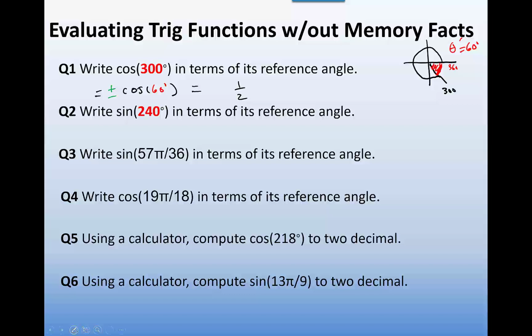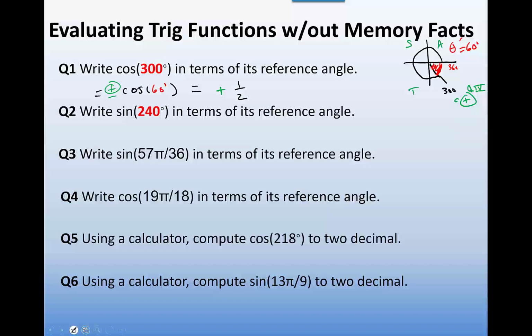So when we go in and use our little acronym here, a smart trig class, we are in quadrant 4, and cosine is positive in quadrant 4, and I'm doing a cosine problem, so I need a positive answer for this. Now you do not have to write the plus with the positive answer, but I'm just putting it there for emphasis. Let's do another one with a degree, 240 degrees.